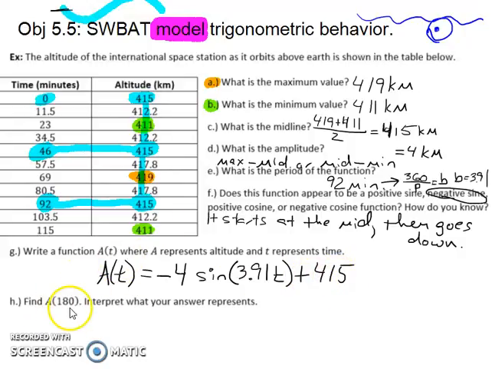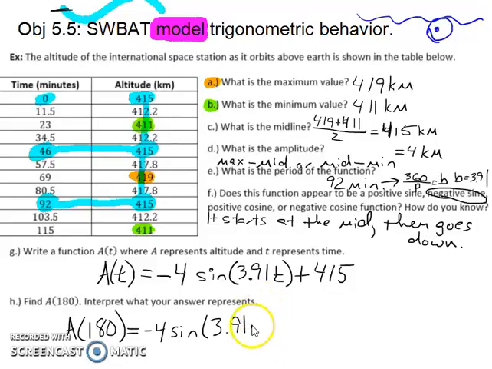Finally, it asks me for A of 180. So I'll write A of 180. Now you guys remember from unit 3 that this just means we plug in 180. So this is negative 4 sine of 3.91 times 180 plus 415. And I'm going to type this all in at once. Negative 4 sine 3.91 times 180 close parenthesis plus 415. I'm literally typing over here. And I get 416.12. And since this is a measurement of A, that's kilometers.